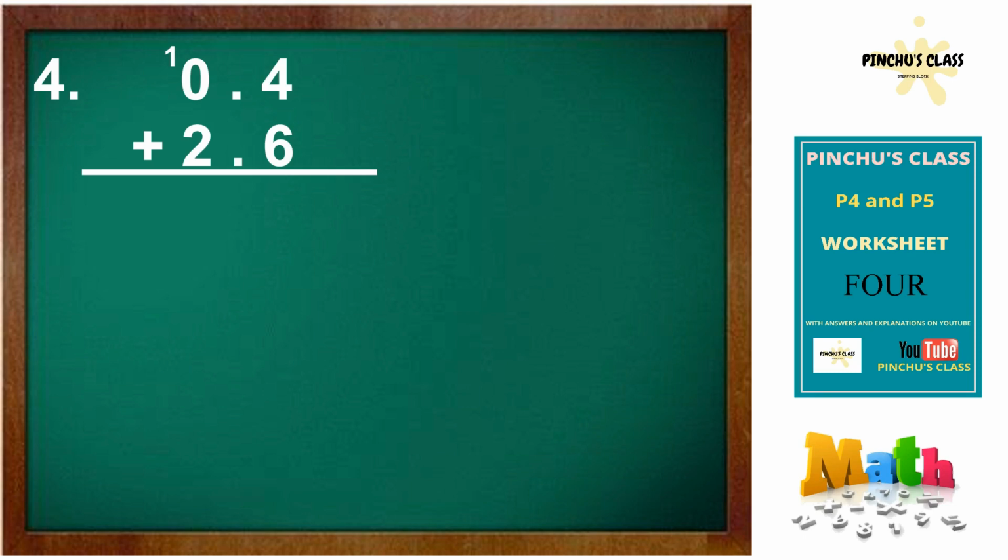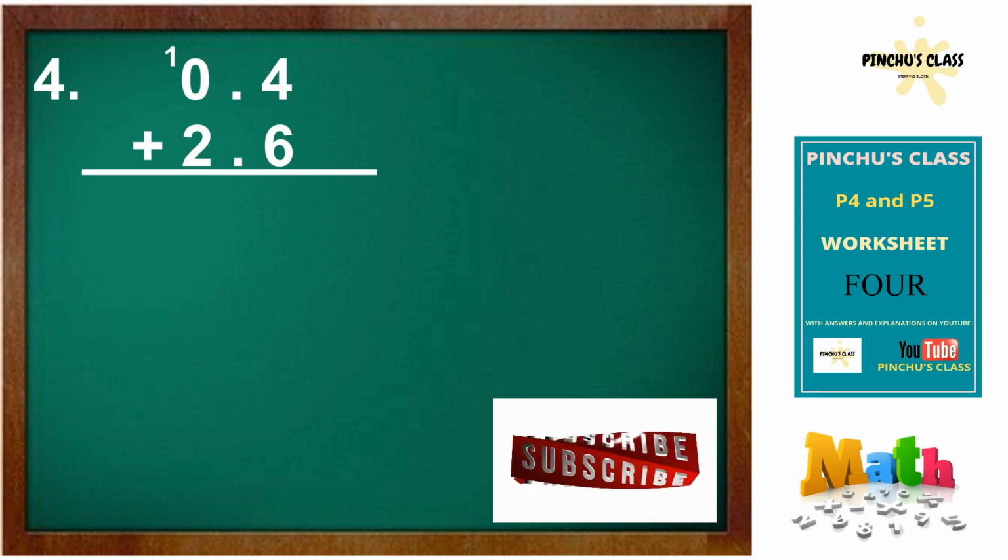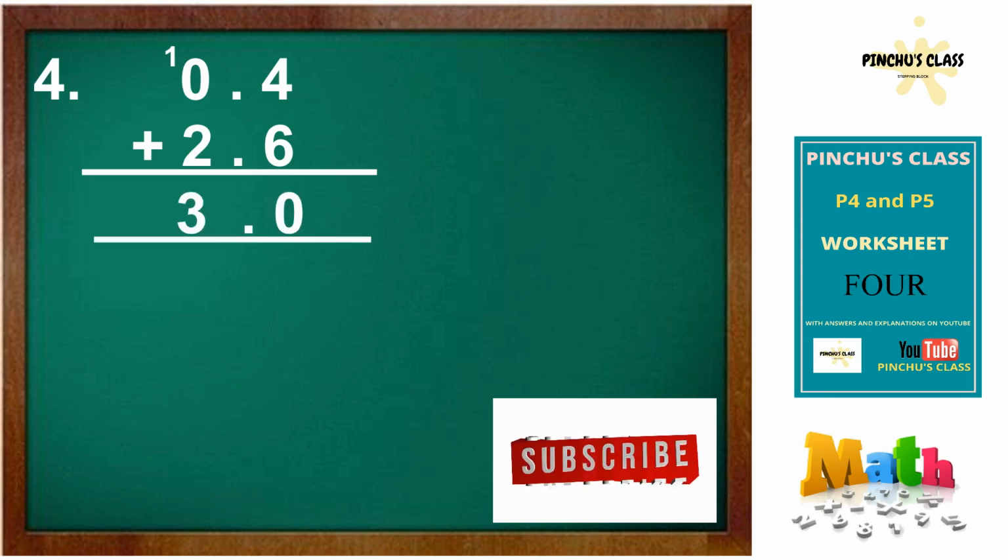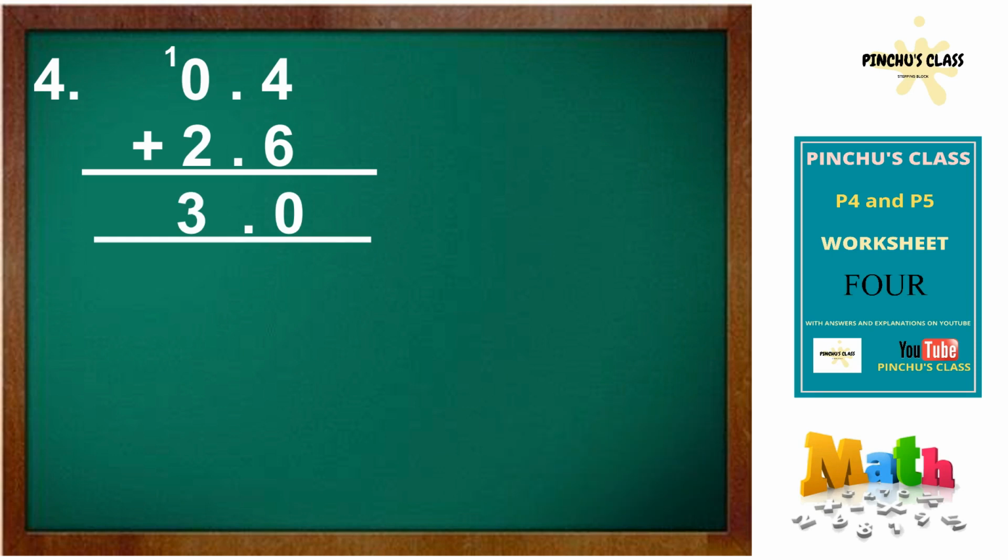Work out 0.4 plus 2.6. So we start from the tenths. We have 4 plus 6, which gives us 10, but of course we're going to write 0 and we carry 1. When we carry the 1, that means we have 1 plus 2, which gives us 3. So the answer is going to be 3.0.